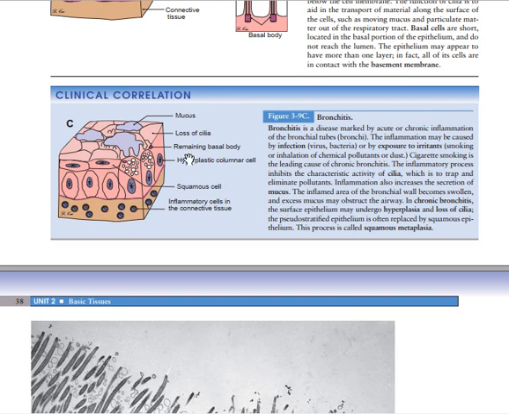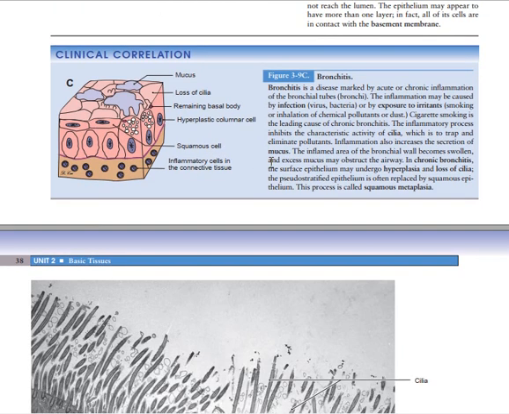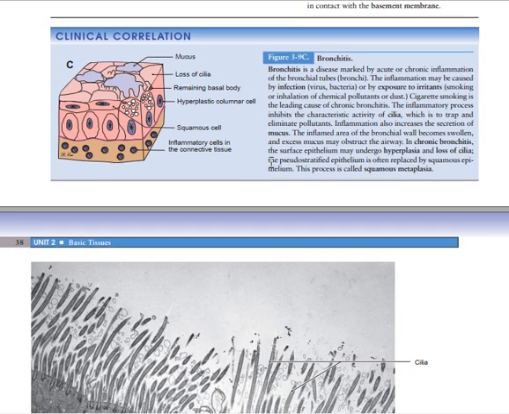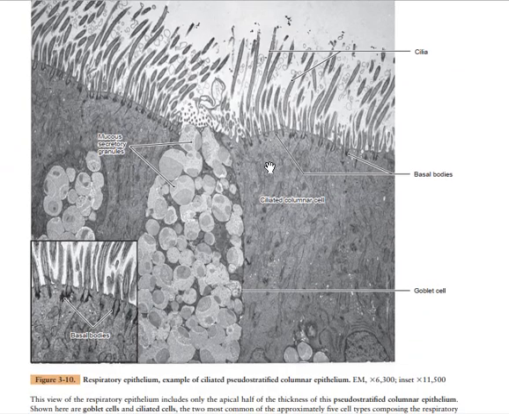Another thing that you can visualize in chronic bronchitis, since it's an inflammatory process, is inflammatory cells such as lymphocytes located in the connective tissue. So we have mucus, loss of cilia, loss of the basal body, hyperplastic columnar cells, squamous metaplasia, and inflammatory cells in the connective tissue. That's how you recognize chronic bronchitis on histopathology.